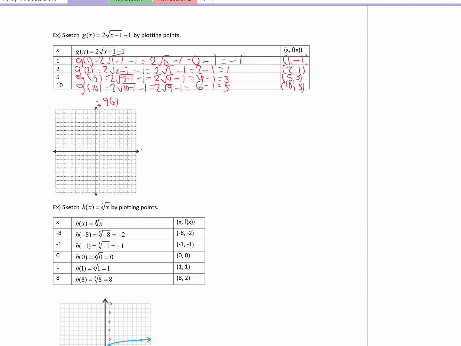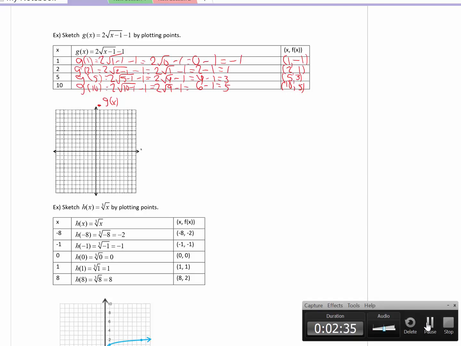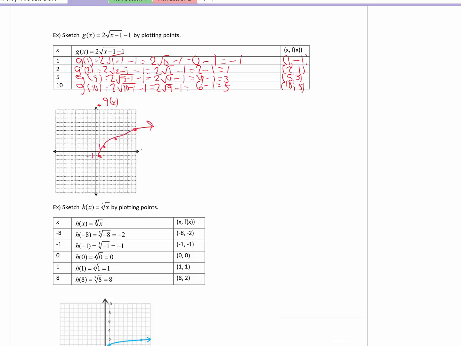Okay, so I've changed this from a y to g of x because it's a function and not an equation. So let's graph these 4 points now. So again, it looks very, very similar to the graph that we just saw a minute ago.